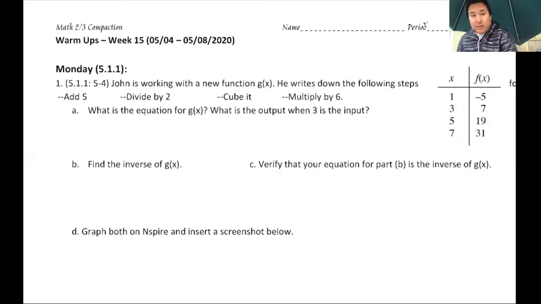Okay, hey everyone, this is week 15, 5.4 to 5.8. I think we have 5 weeks, including this week, to go.